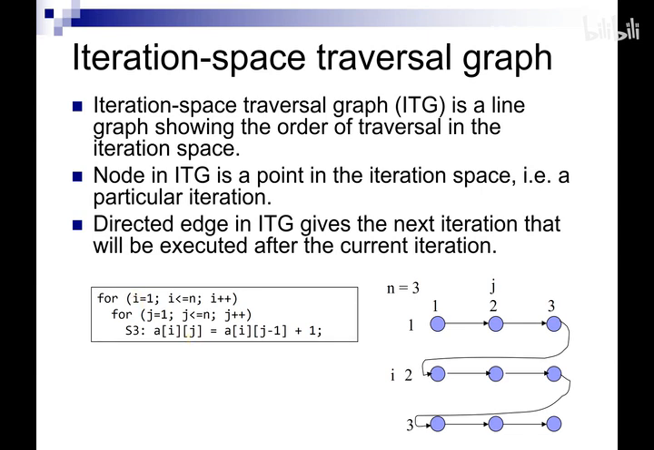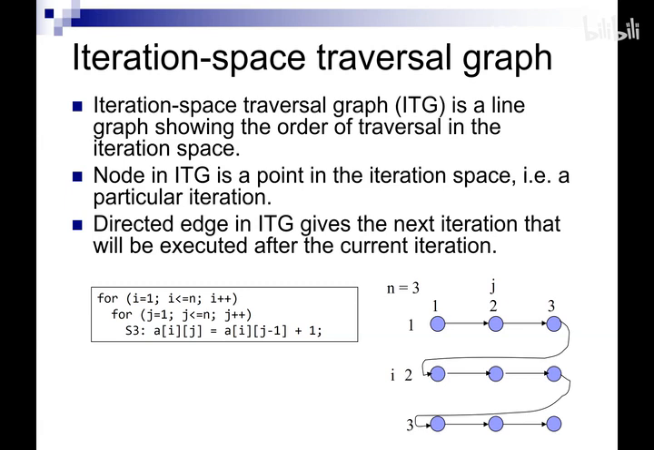Okay, so now we're going to create one node for each iteration of this loop. In total we have n squared iterations, for different values of i and j. So our iteration traversal graph is going to have one node for each of these iterations. So it's going to have n squared nodes.